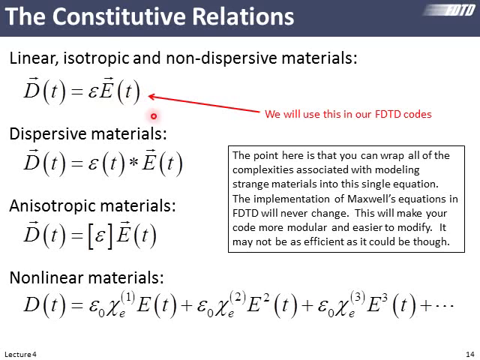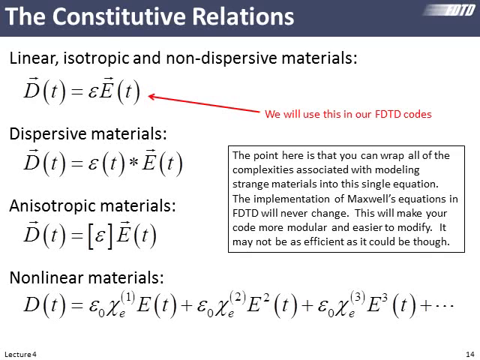For anisotropic materials, this permittivity is a tensor. And if it's anisotropic and dispersive, we have a convolution with a tensor. It gets even more complicated. And then with nonlinear materials, the constitutive relation is even more complicated, and it's some kind of polynomial expansion. And in fact, here the permittivity becomes a function of the strength of the electric field, and some weird, interesting things happen here.